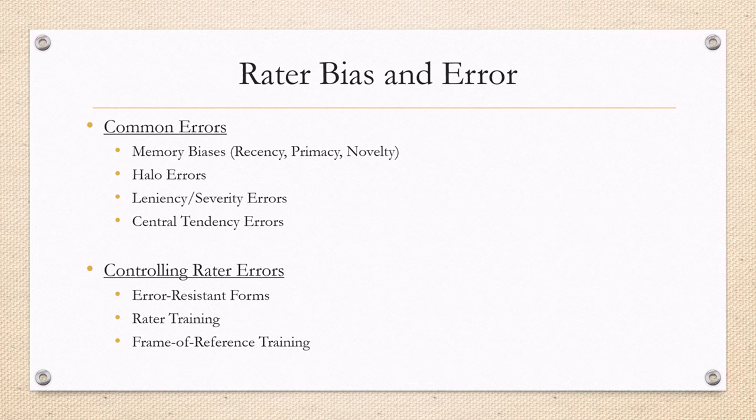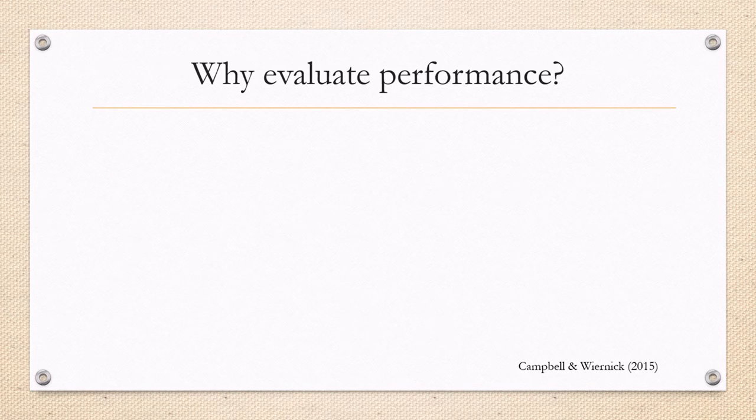And frame of reference training attempts to provide a common understanding of the rating task. This often involves providing vignettes of good, poor, and average performance to allow raters to know what those look like and to give feedback on the accuracy of their ratings. This has shown to be successful in making performance ratings more accurate.